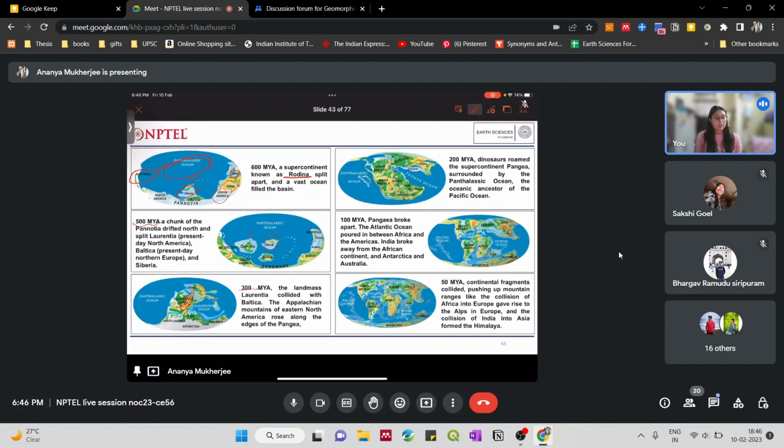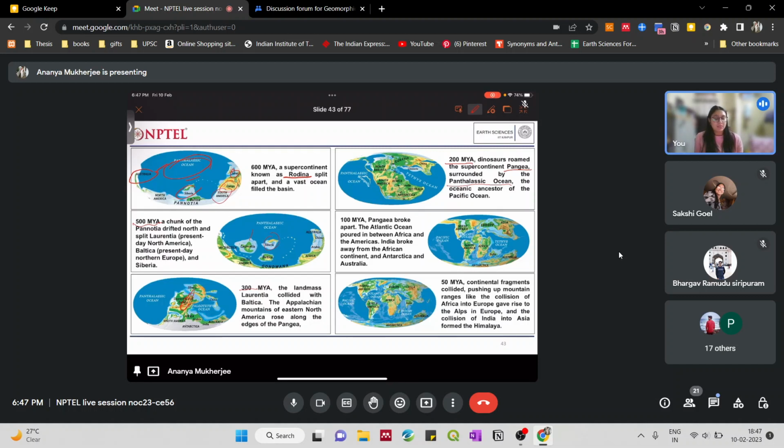Then around 200 million years ago, during the time when dinosaurs were there, the supercontinent was known as Pangaea and it was surrounded by an ocean called Panthalassa, which is the starting point of the present day Pacific Ocean. So that was around 200 million years ago, where all the current continents were joined together to form the big continent called Pangaea. We've heard about it a lot, even before.